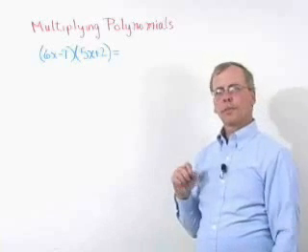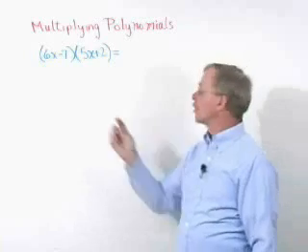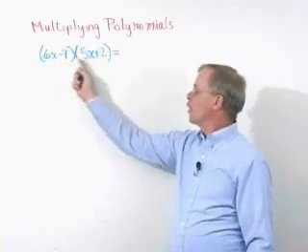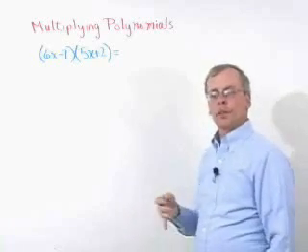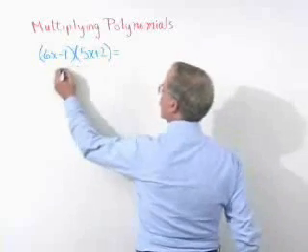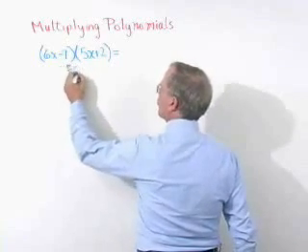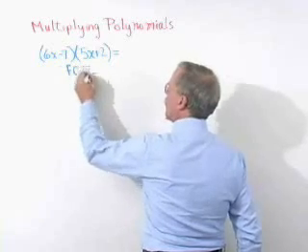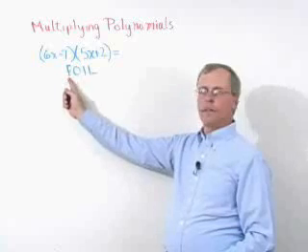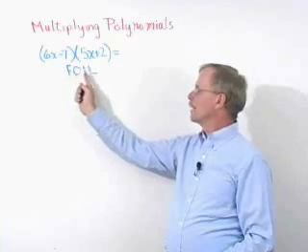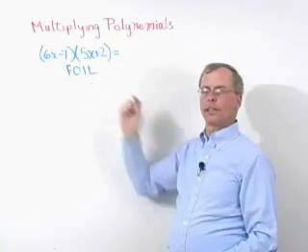Our first special multiplication procedure is to look at a binomial times another binomial. Now perhaps you've seen or heard the mnemonic FOIL as a way to help you remember how to do that. FOIL stands for first, outside, inside, and last.